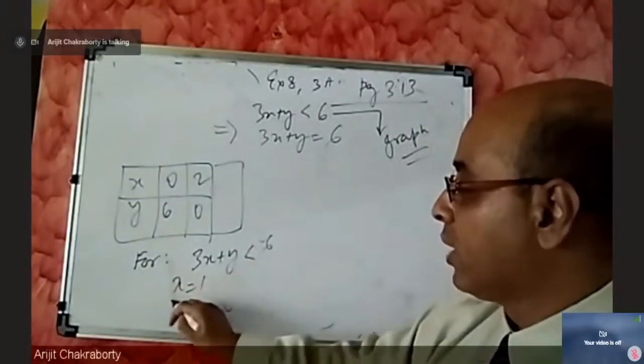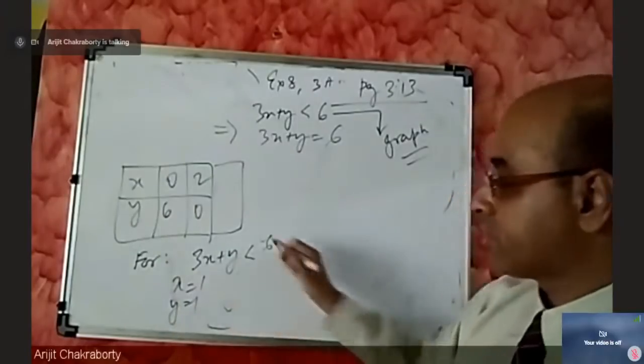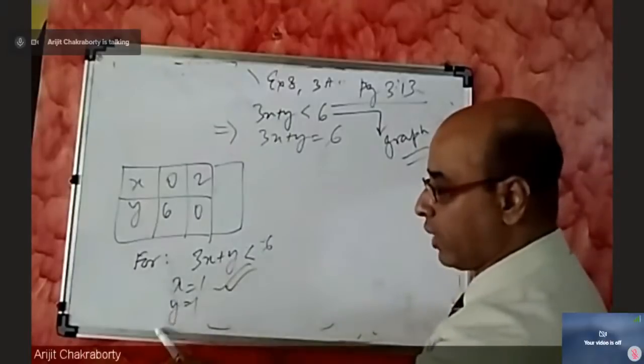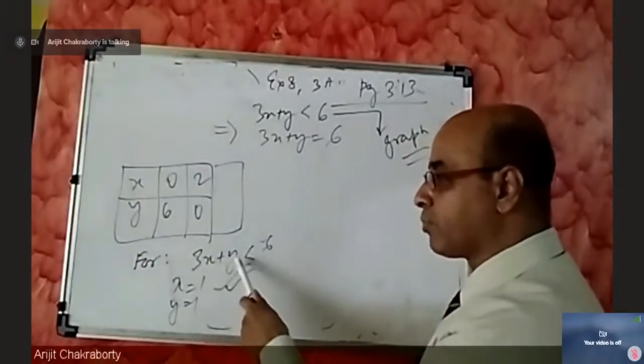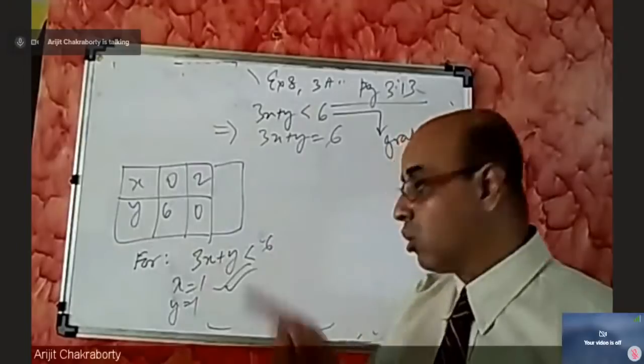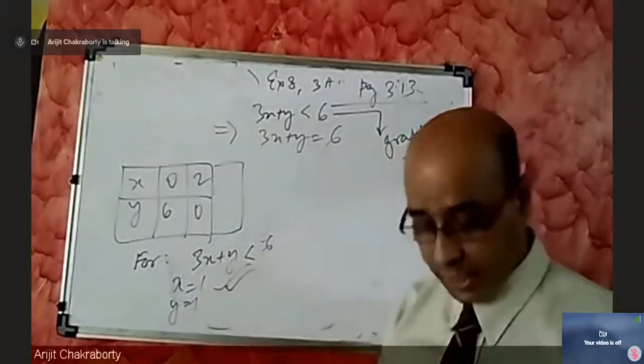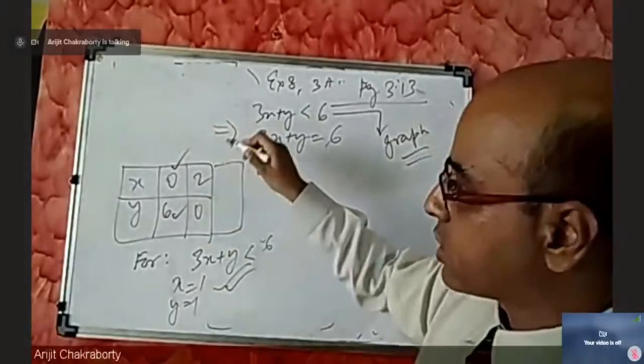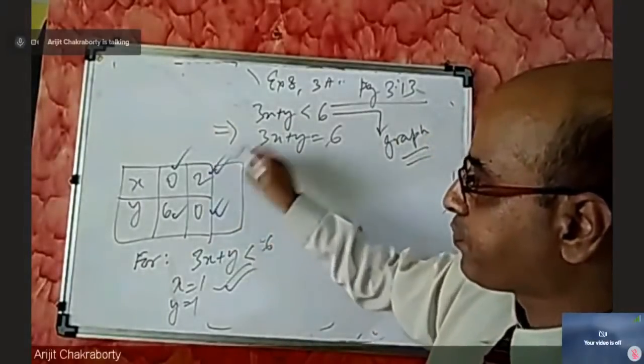For x equal to 1, y equal to 1, this relation will be correct. Okay, for x equal to 1, y equal to 1, it will be 3 into 1 plus 1. So 3 plus 1, 4. 4 is less than 6, so it will be correct. But we have got x is 0 and y is 6, x is 2 and y is 0.